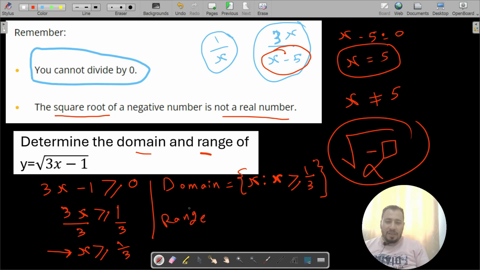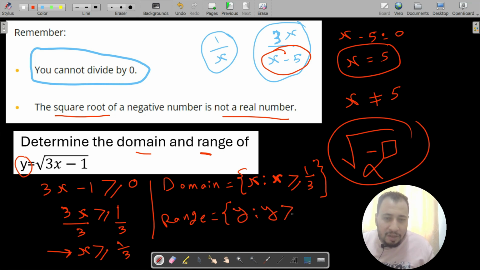The range of this square root must be greater than or equal to 0. And remember, when you get the range, that means you are getting y. You are getting the output, as we said before. So you are saying that the range is y, where y must be greater than or equal to 0. It's always like that here. This is the range of the square root.